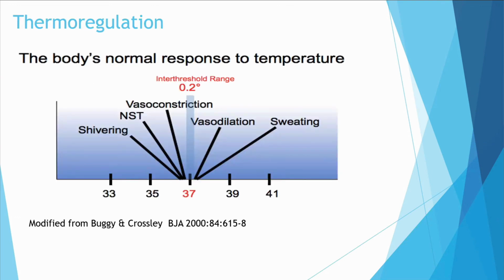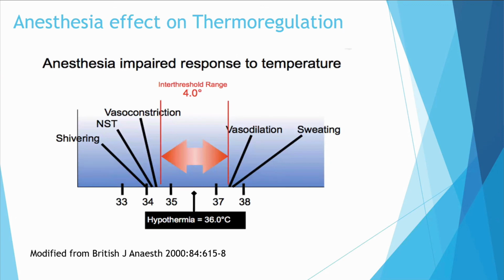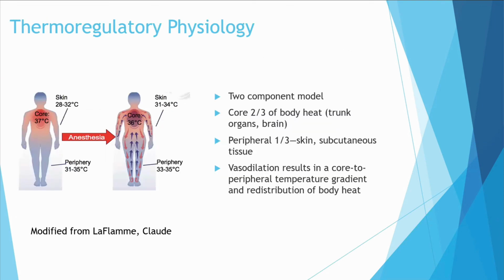Our response to temperature is tightly regulated, normally within 0.2 of a degree, and you bring in your protective mechanisms. But anesthesia basically impairs this response, so we have to take some ownership that now within 4 degrees, these protective mechanisms don't kick in. So that's why hypothermia is more common in the OR setting.